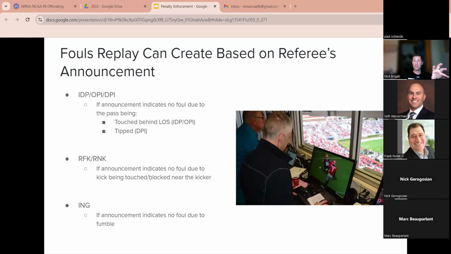If the referee doesn't turn the mic on and address any of those situations, replay's not going to get involved to do any of those things. So if the referee just doesn't call roughing the kicker and doesn't tell everybody why, and replays indicate that he should have, replay's not going to stop the game and do anything about that. Does that make sense?